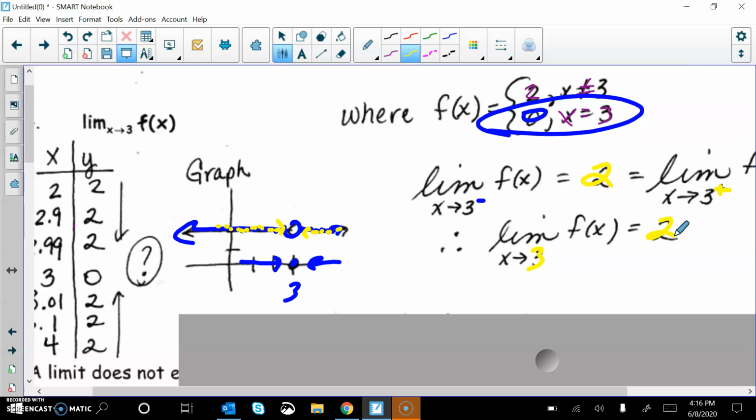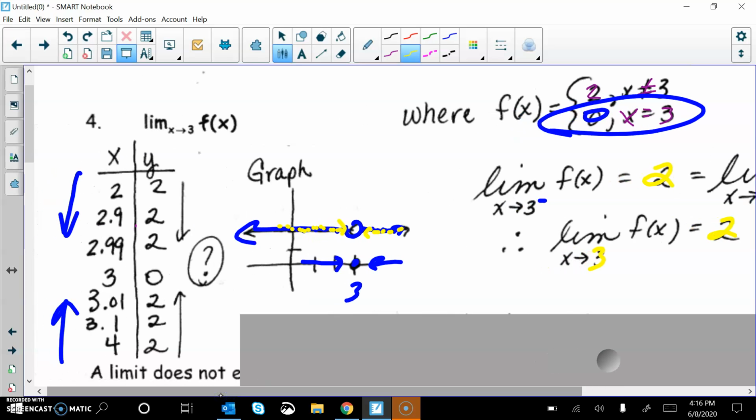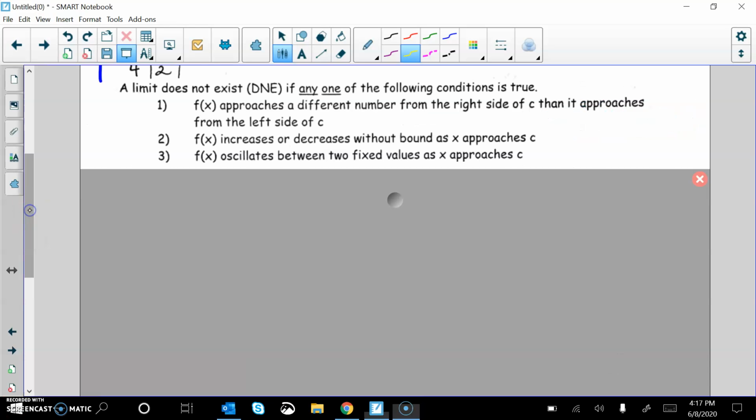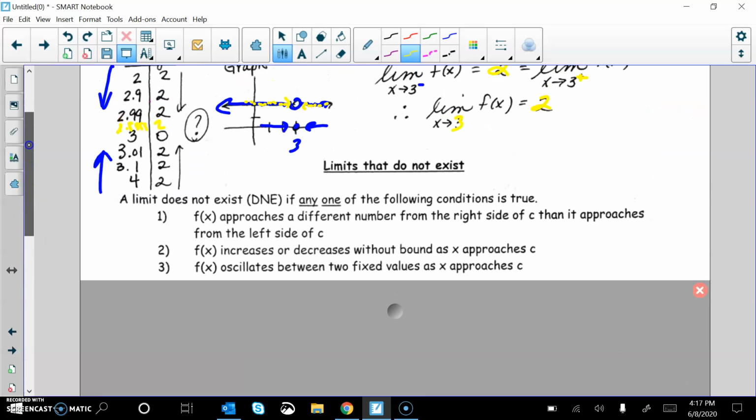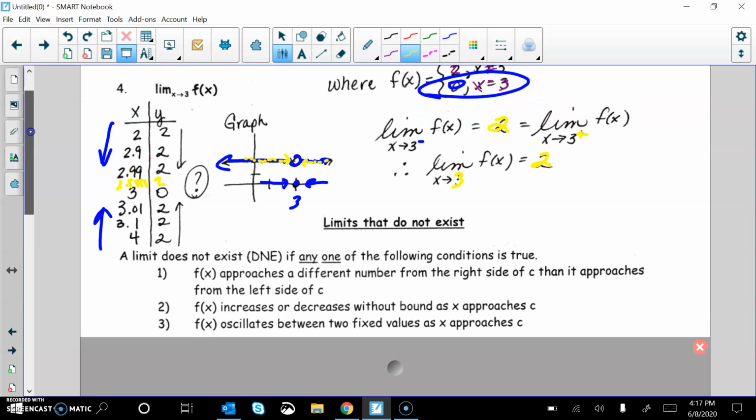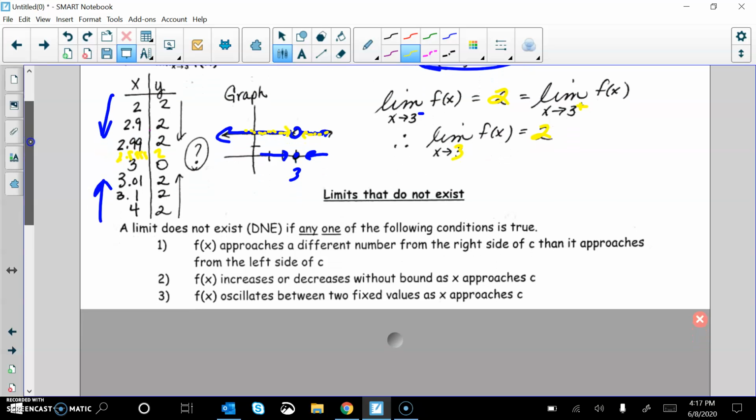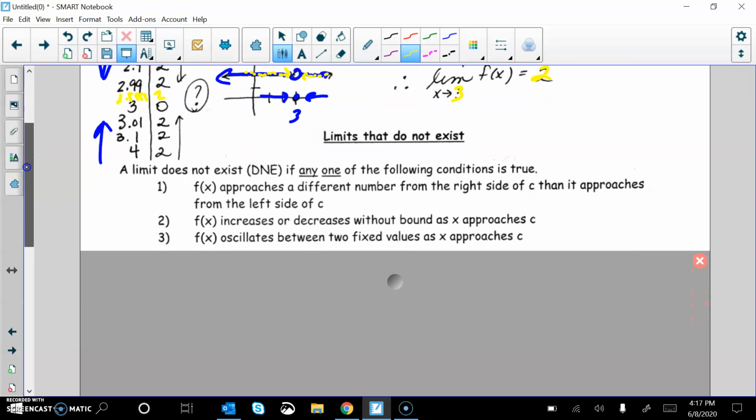As you get closer and closer to 3, I don't care what happens at 3. As you get closer and closer to 3, 2.9, 2.99, 2.99999, the y coordinate is at 2. So the limit is 2, not 0 where the function has it defined. That's number 4. If you have any questions on number 4, just reach out, send me an email or Google Classroom, and we'll discuss it further.